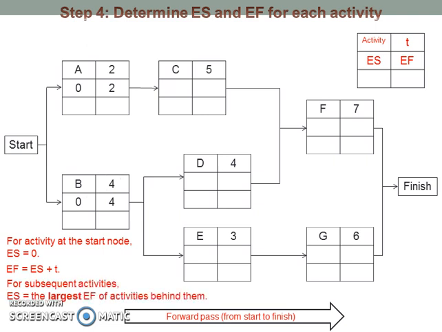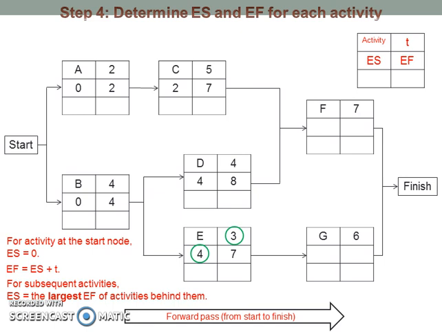For subsequent activities, the earliest start is the largest earliest finish of the activities behind them. The activity behind activity C is activity A, and the earliest finish of A is 2, so the earliest start of C is 2. The earliest finish of the subsequent activities is determined in the same manner, that is by adding the earliest start with the expected time. For activity C, the earliest finish is 2 plus 5, which is equal to 7. The activity behind activity D and E is activity B, and the earliest finish of B is 4, so the earliest start of D and E is 4. For activity D, the earliest finish is 4 plus 4, which is equal to 8. For activity E, the earliest finish is 4 plus 3, which is equal to 7.